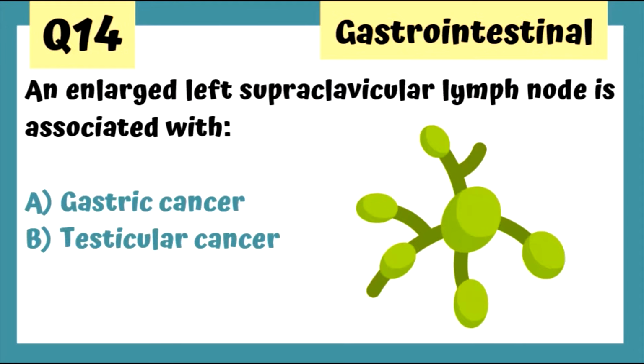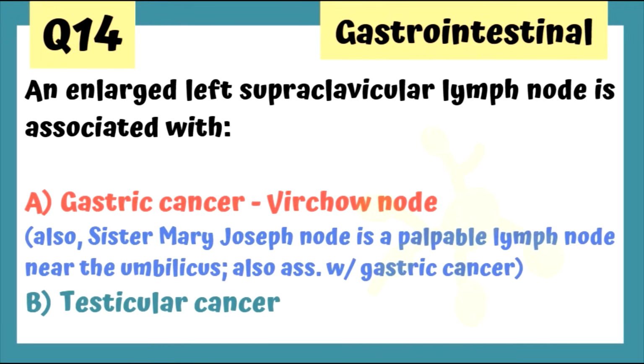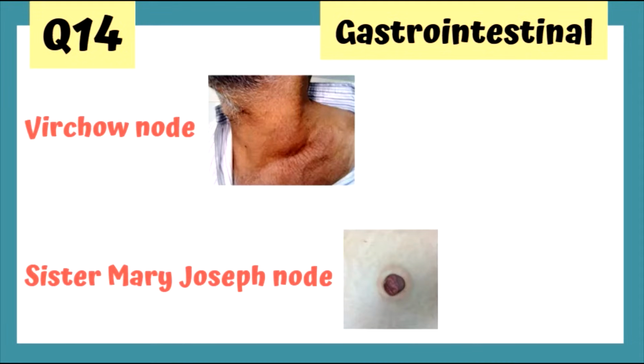Question 14. An enlarged left supraclavicular lymph node is associated with which cancer? Gastric cancer. We're dealing with the GI section. It's gastric cancer, and we see that's with the Virchow node, the left supraclavicular lymph node. And there's another node that's actually associated with gastric cancer. That's the Sister Mary Joseph node. That's a palpable lymph node near the umbilicus, and we'll take a look at a picture of that over here. We see the Virchow node on top by the left supraclavicular, and the Sister Mary Joseph node by the umbilicus.